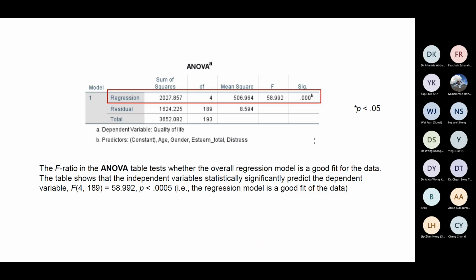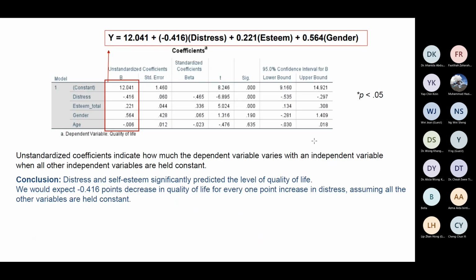F(4, 189) equal to 58.992 with a p-value of lesser than 0.005. The regression model is a good fit for the data because the sig value is lesser. And another table, the last table that we want to see here is the coefficient table.